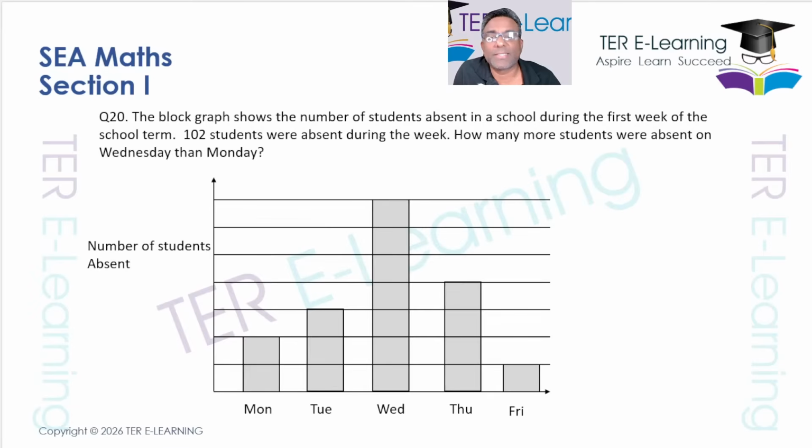All right, people saying the answer is 30. So if you're given a question like this, what we need to do, we have a total of 102 students who are absent during the week here.